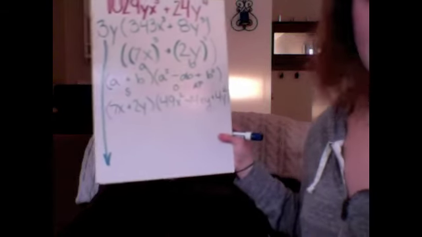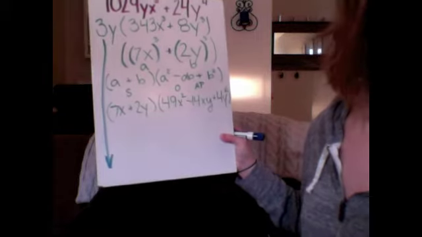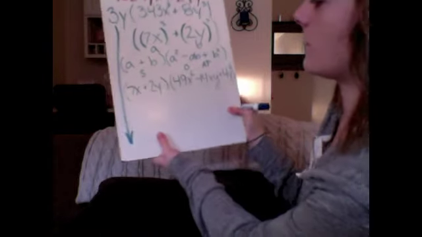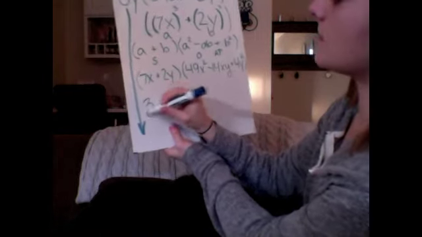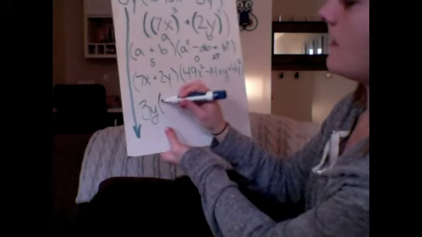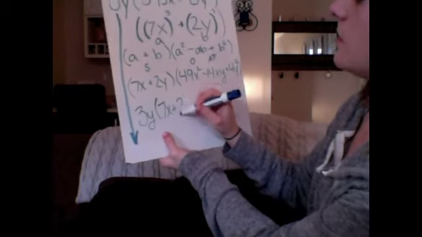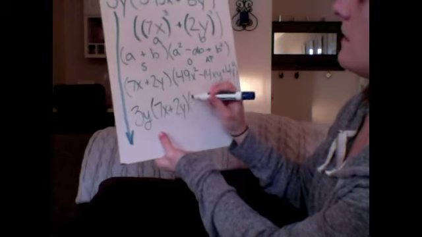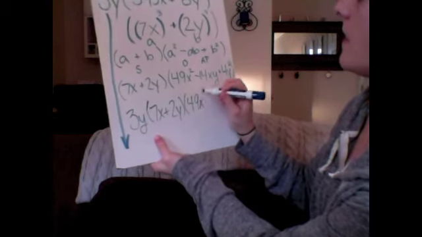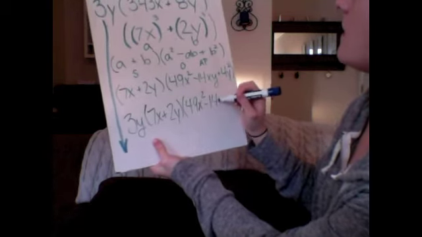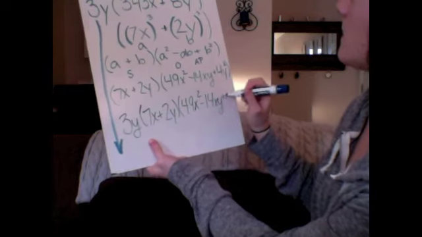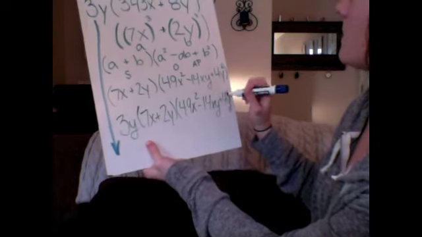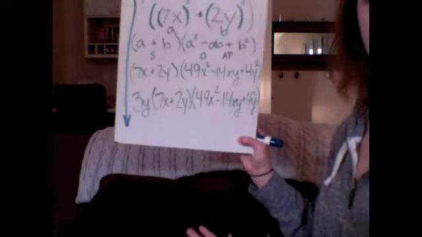Alright, so then my final answer should have these factors as well as my original factor of 3y, so it'll look something like this. 3y times 7x plus 2y times 49x squared minus 14xy plus 4y squared. And there you go.